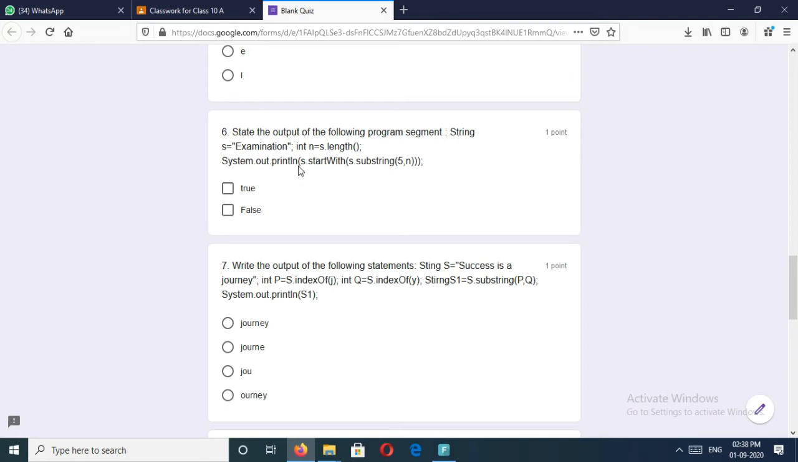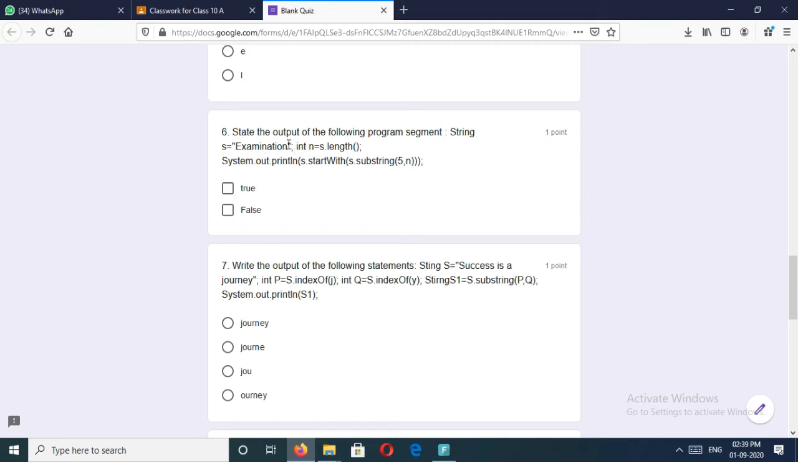Then System.out.println(s.startsWith(...)). First you have to solve this inner part, that means s.substring(5, 11). What is the value of n here? 11. So 5 comma 11. Again I have to count 1, 2, 3, 4, 5, 6, 7, 8, 9, 10, 11. 5 to 11 means, which character is in the fifth position? N. From N to the last position.